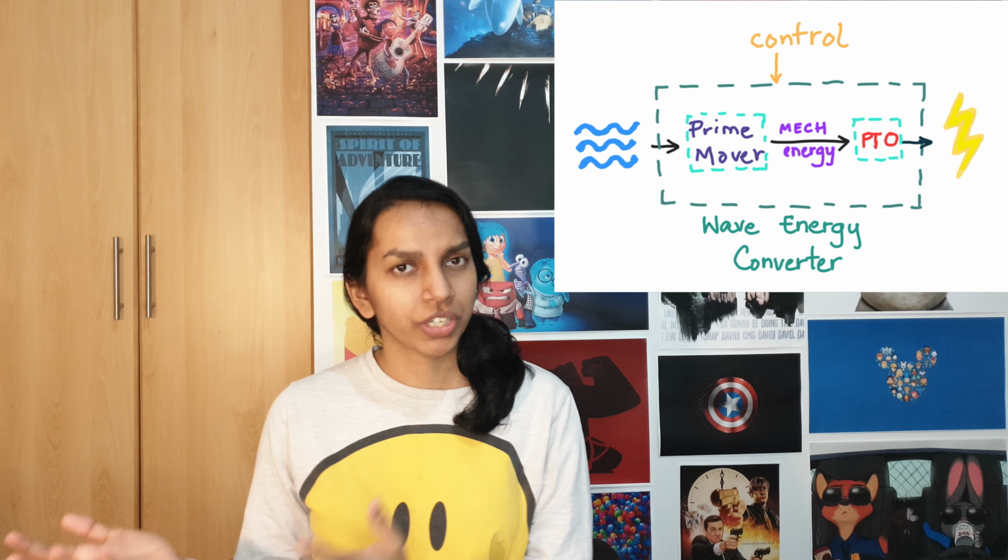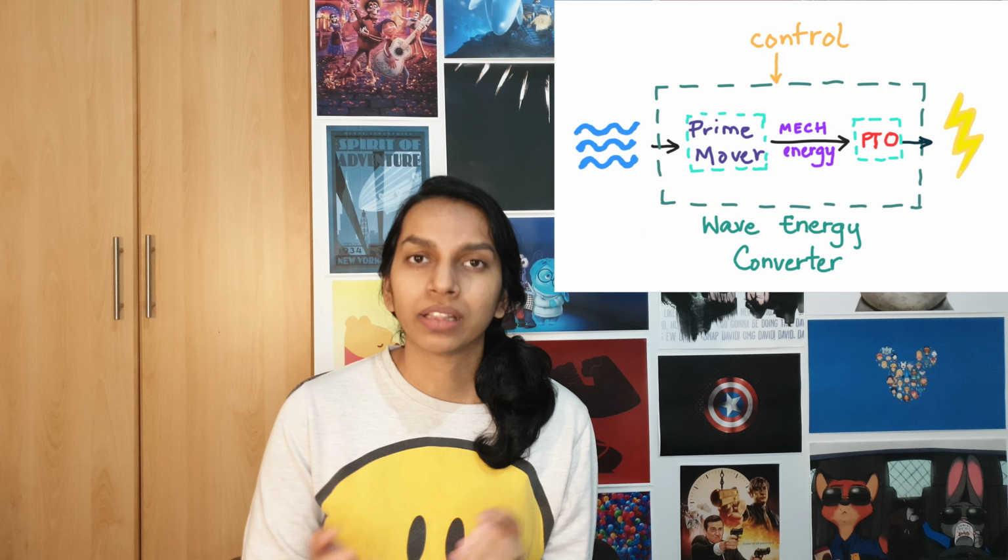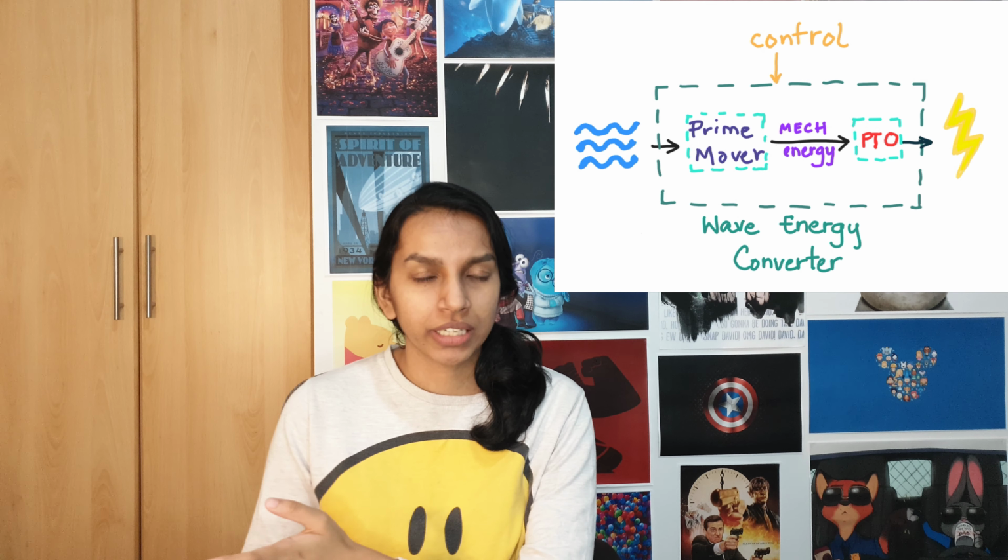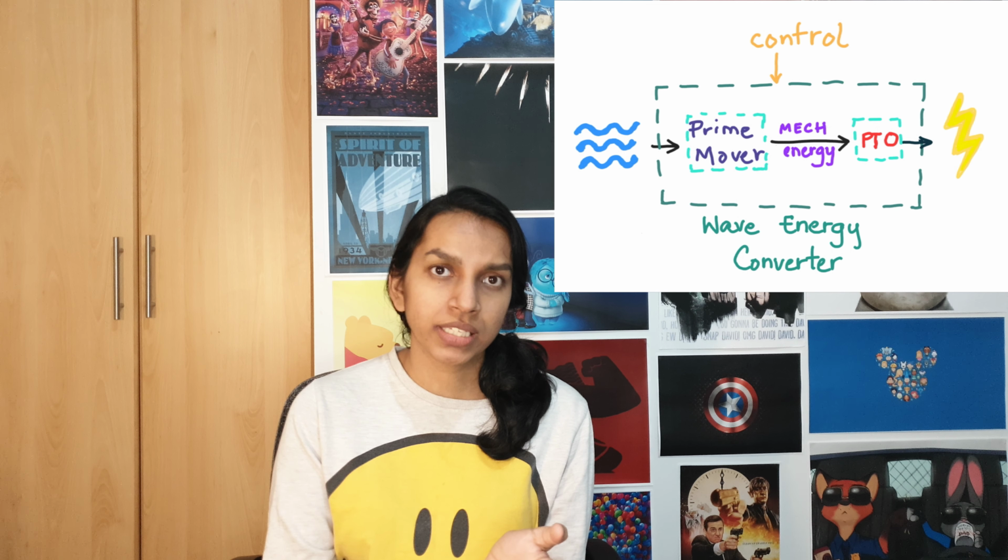Now that we have an idea of what wave interference is, let's talk about a wave energy converter. The wave energy converter consists of a prime mover, which basically converts the wave energy to mechanical energy. And the mechanical energy is converted to electrical energy using a power takeoff system. The whole thing is optimized using a control system.